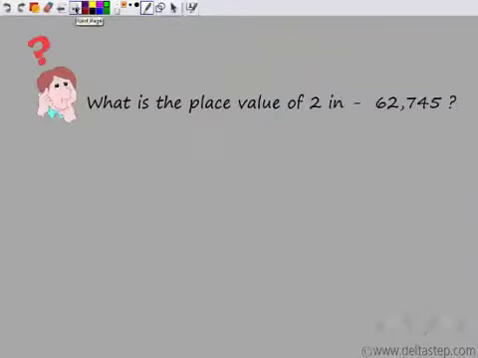Now let us see whether you can answer this question. What is the place value of 2 in this number? So all you need to do is write down the number. From the rightmost side, we start writing units, tens, hundreds, thousands, and 10,000s. So 2 here is showing thousands. So the place value of 2 is thousands.